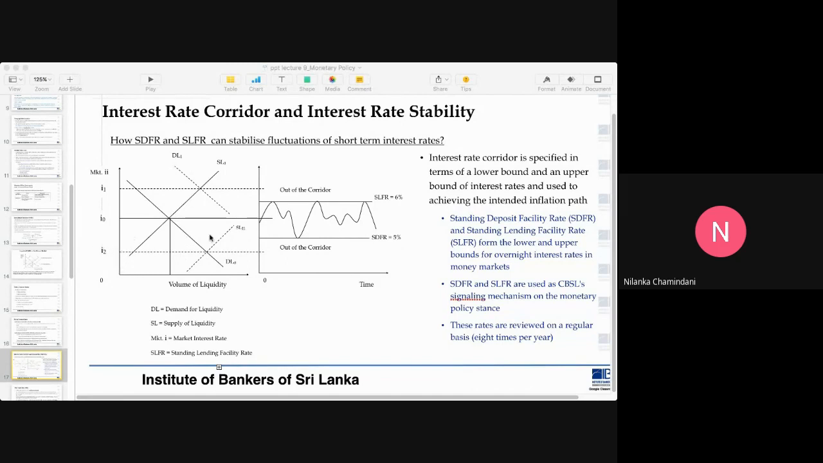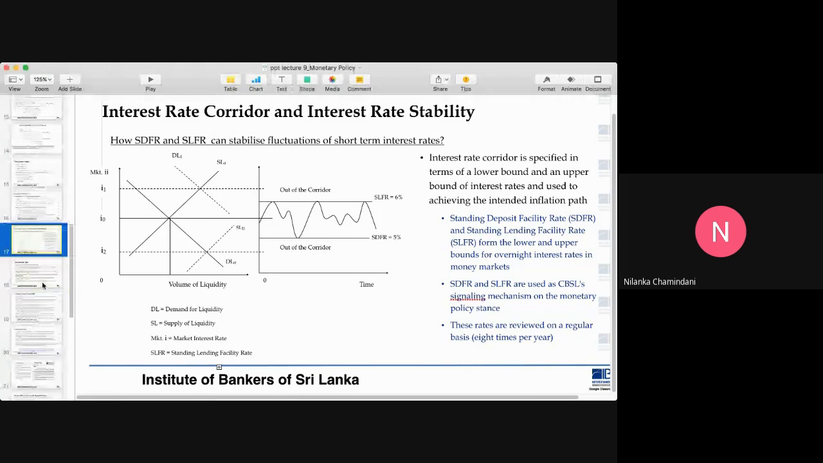So likewise, the banks are always influenced by these two policy rates to take their decisions. And accordingly, we can see that in between these two rates, the short-term market rate will always fluctuate.